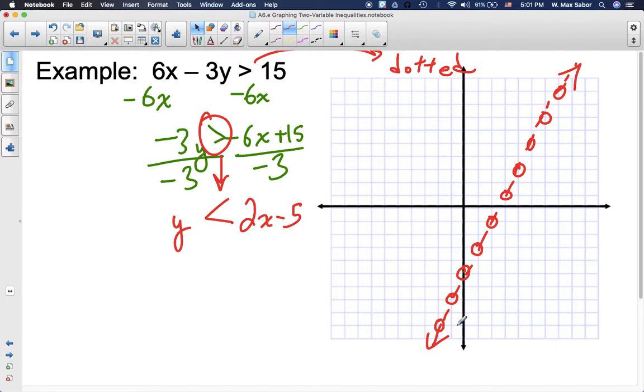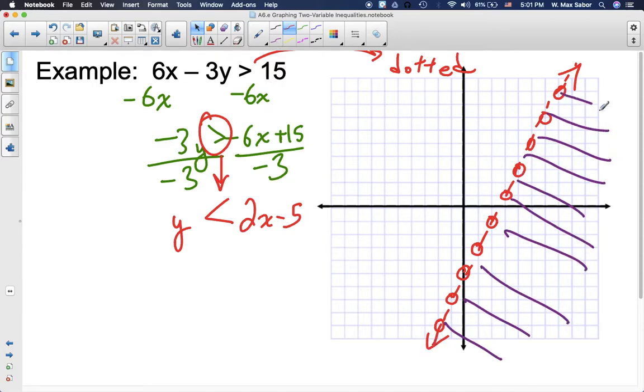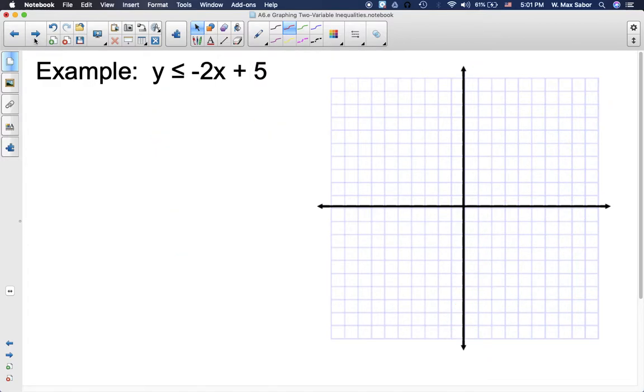Now, which way are we shading? Because it's dotted, and also because it's less than, we will be shading the numbers with smaller y-coordinates. So the smaller y-coordinates in this case are on the right side, but more importantly, below the line we graphed.